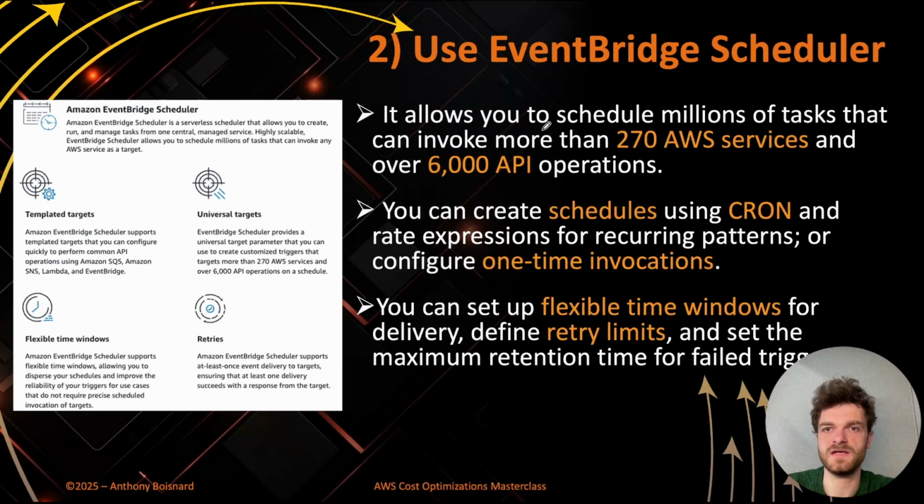You can also use EventBridge Scheduler, which allows you to schedule millions of tasks that can invoke more than 270 AWS services and over 6,000 API operations. You can create schedules using cron and rate expressions for recurring patterns, or configure one-time invocations. And you can set up flexible time windows for delivery, define retry limits, and set the maximum retention time for failed triggers.